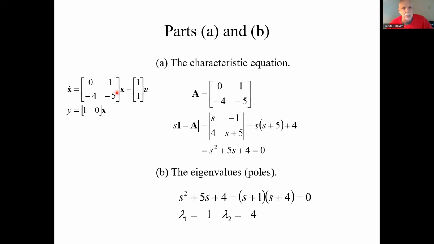Again, this was the A matrix. Here's the formula: this determinant set to 0 gives you the characteristic equation. sI minus A, this would be s up here, s plus 5 down here. Switch these guys' signs. Take this determinant, I get s times s plus 5 minus minus 4. There's our characteristic equation. That factors, so our poles are at -1 and -4 on parts A and B.